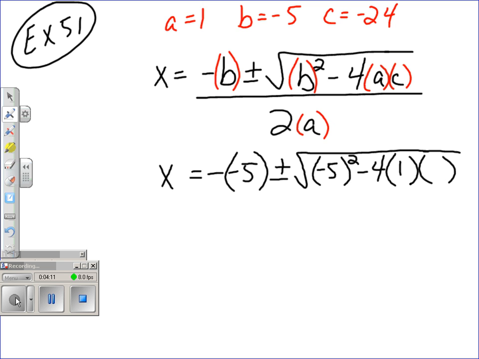My A is the number 1, my C is the negative 24. And this is all over 2. And in parentheses, I take out the A and put in a 1.